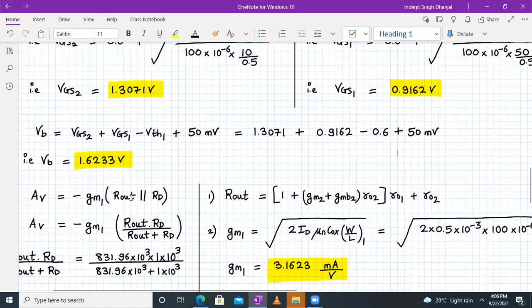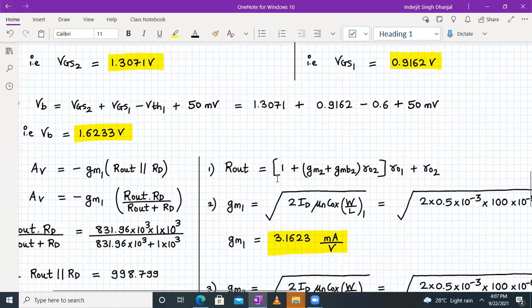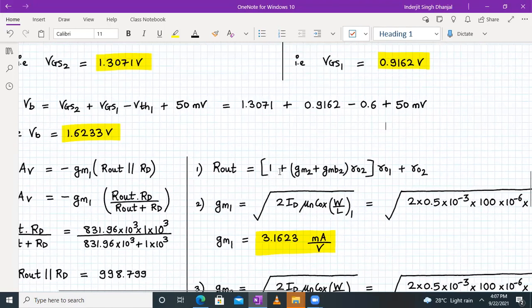Now, next thing we are finding is voltage gain. Voltage gain for cascode amplifier is given by the formula minus GM1 into R out parallel to RD. And we know the expression for R out: R out is 1 plus GM2 plus GMB2 into RO2, the whole into RO1 plus RO2. So in short, we have to find GM2, GMB2, RO1 and RO2.